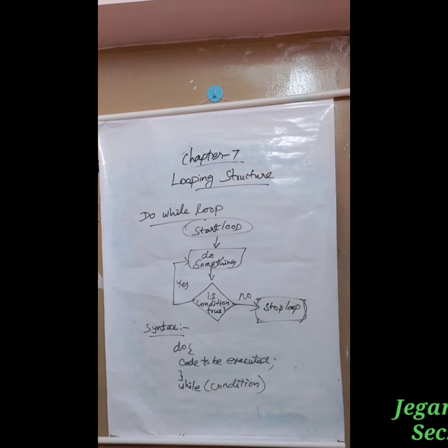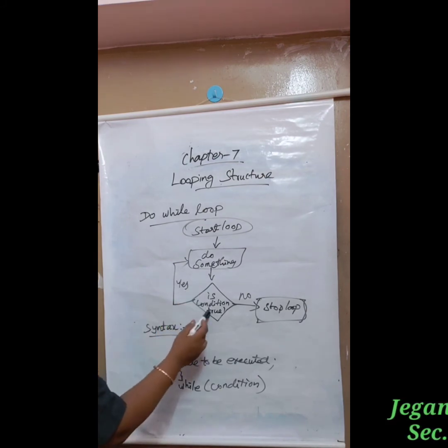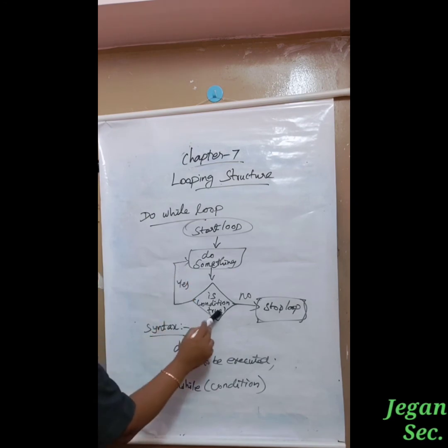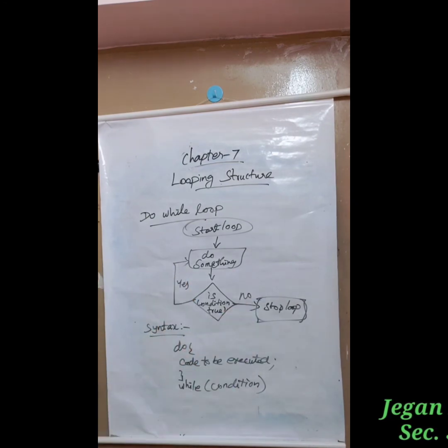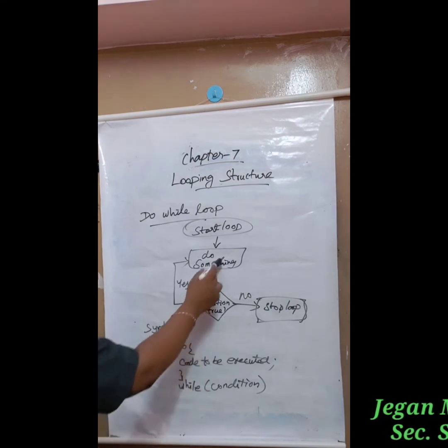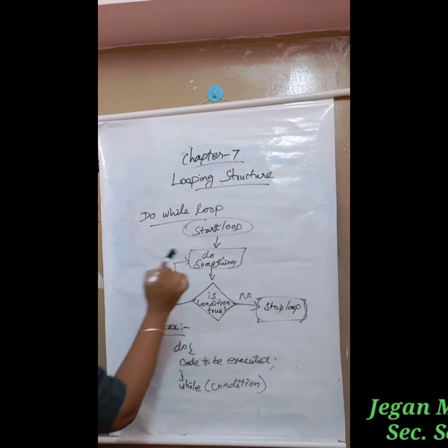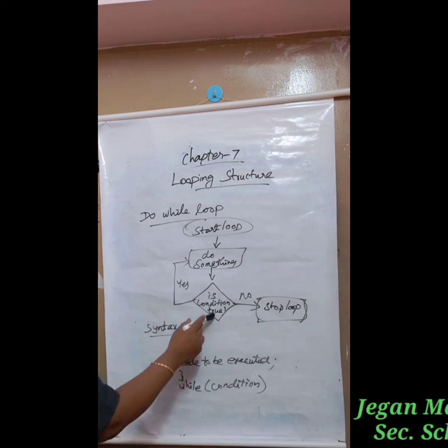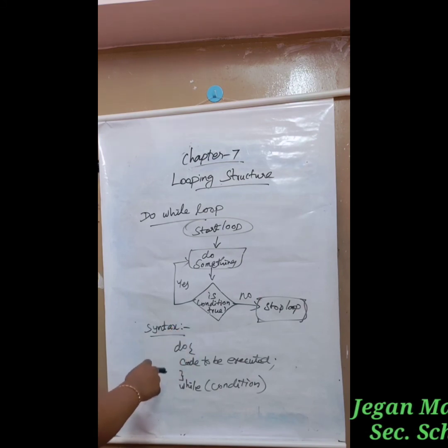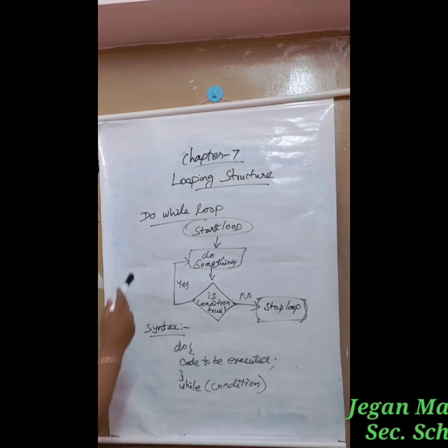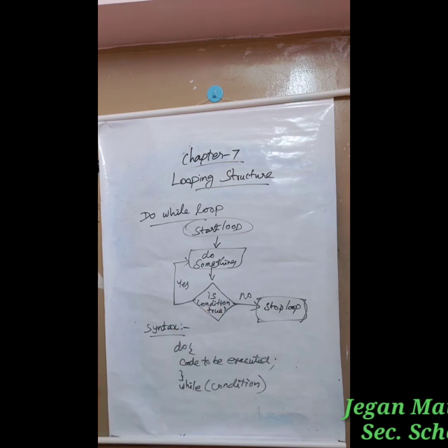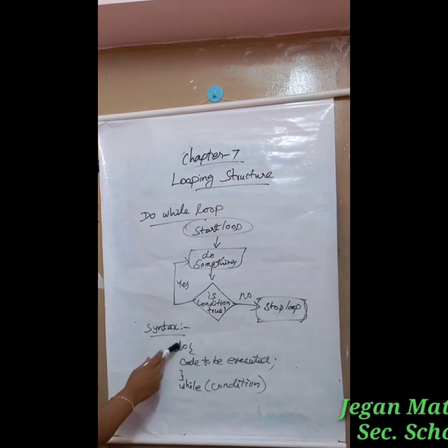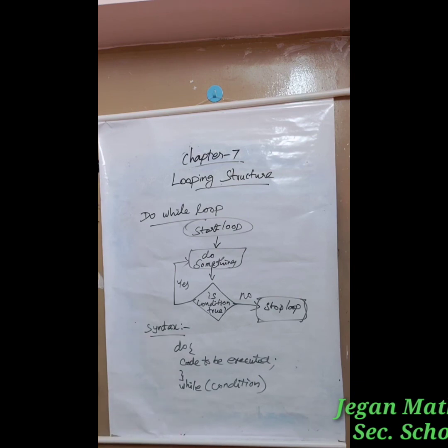Now let us see the figure. Start, do something. If the condition is true, it processes again. If the condition is false, no, it stops the loop. So the do while loop runs the looping code first, and then checks for the condition. If the given condition is true, it processes the true block. If the condition is false, it exits from the loop. Syntax of do while: do, code to be executed, and while condition.